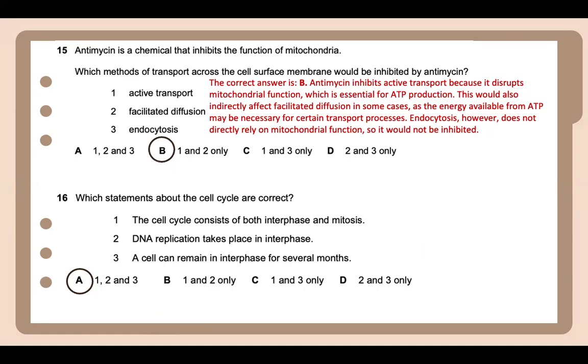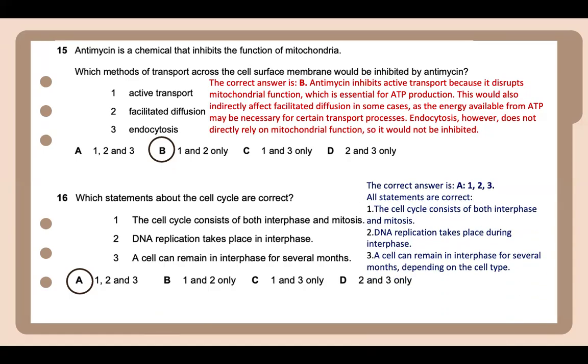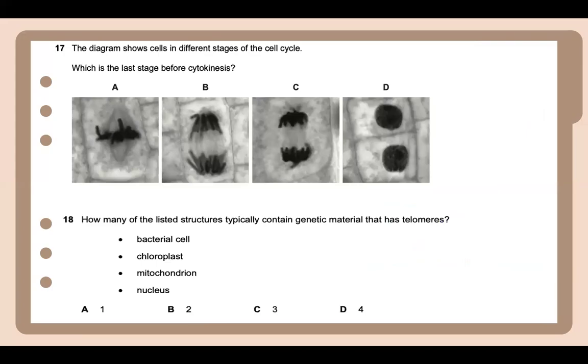Which statements about the cell cycle are correct? The correct statement is all. The cell cycle consists of both interphase and mitosis. DNA replication takes place in interphase, and a cell can remain in interphase for several months, depending on the cell. The diagram shows cells in different stages of the cell cycle.